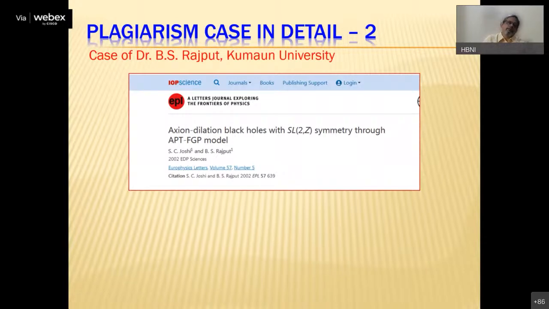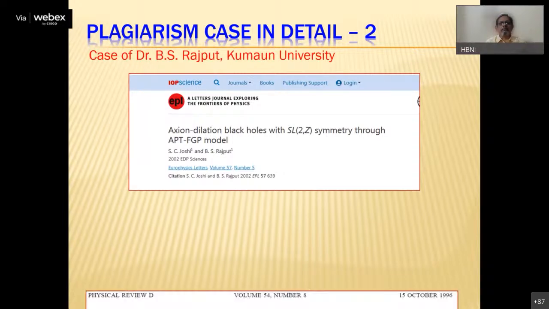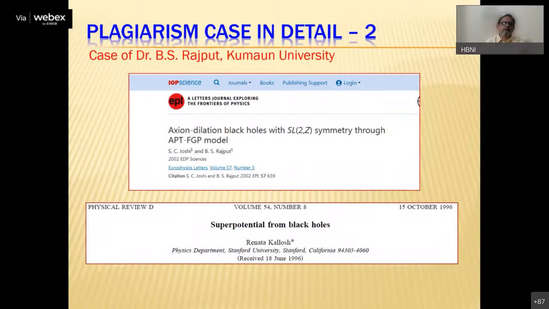Then what happened was that another faculty member in the same department immediately raised a red flag and indicated that this is actually a plagiarized version of an earlier paper which appeared in 1996.